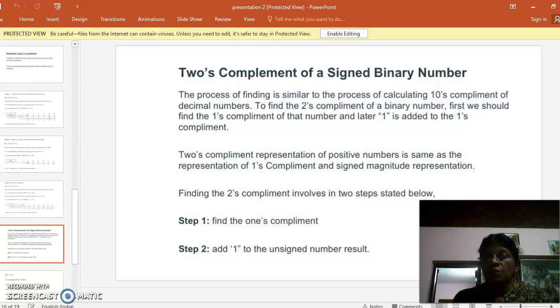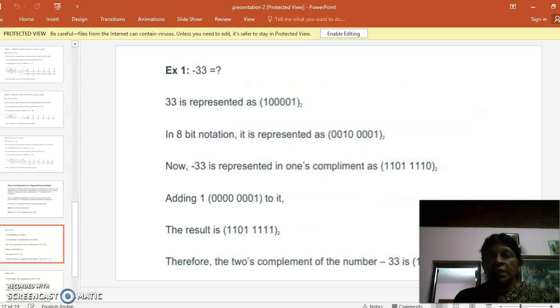Finding the 2's complement involves two steps: first find the ones complement, then add 1 to the unsigned number result. Here there is an example for this. First, 33 is converted into binary, and in 8-bit notation it has to be represented like this, and the ones complement of minus 33 is like this. Adding 1 to the least significant bit, the result is this one. Therefore, the 2's complement of the given number, minus 33, is this one.